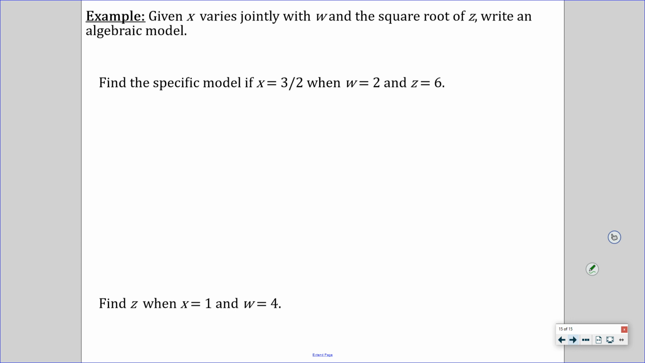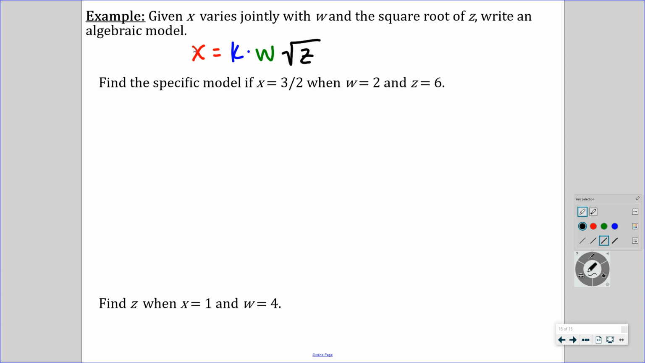X varies jointly. What does jointly mean? Multiply. Multiple direct. So if X varies jointly, it means we're going to have multiple direct variations, which is times in. Okay, it varies jointly with W and the square root of Z. All right, there's my generic model.